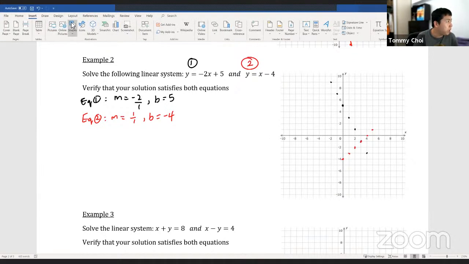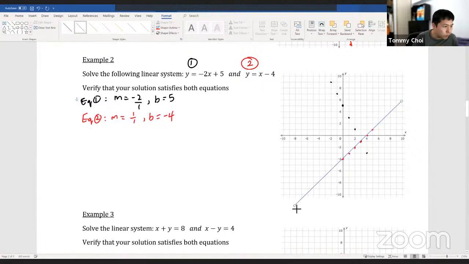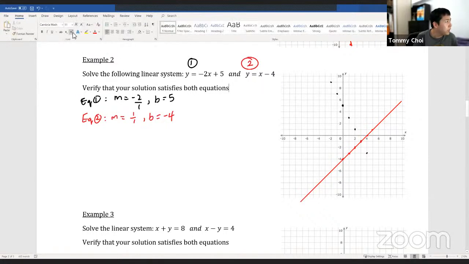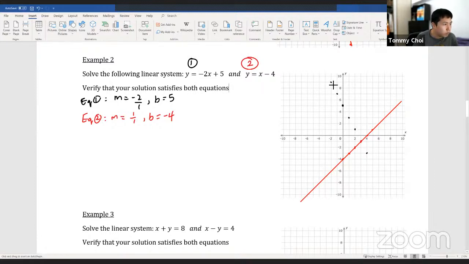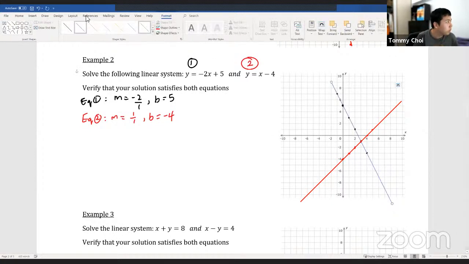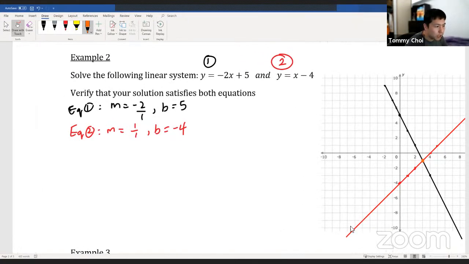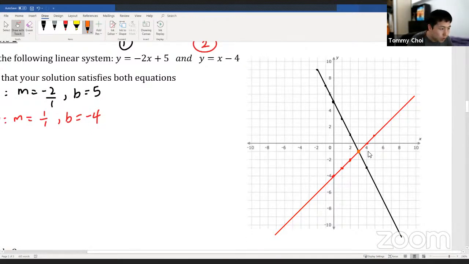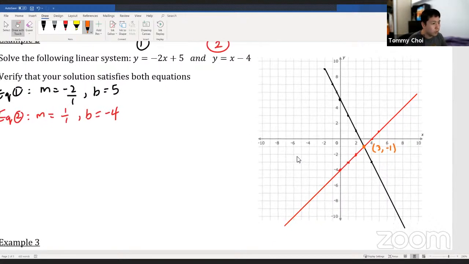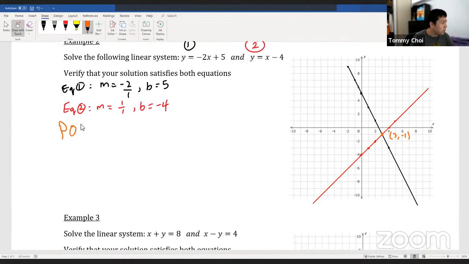I think some of you can probably already see, oh, Mr. Choi, I already see the point of intersection, which is fantastic. So let's draw that out first. There's our first line in red. And then we're going to draw our second line as well in black. And with orange, we're going to show our point of intersection, which is right here. That's where the two lines cross. This one's very clear what the point is. What's the point here? 3, comma, negative 1. We have our coordinate. That's our point of intersection. That's where the two lines meet. So we can say POI is equal to 3, negative 1.